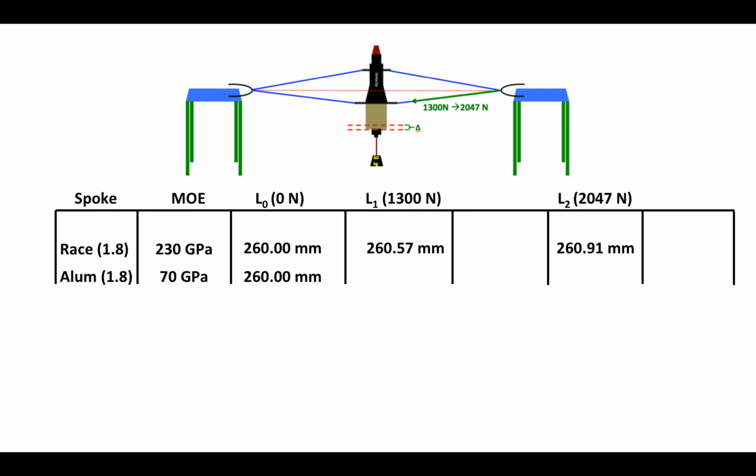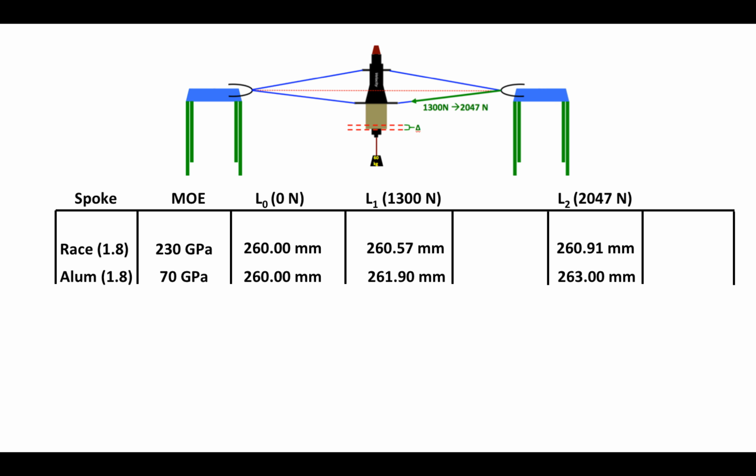When I run that calculation out with the aluminum spoke with a much lower elastic modulus, I get more strain per unit of stress, and at L1 I would see a length of 261.90 millimeters, and at L2 263.00 millimeters. Hopefully you can see from this little example that if I used aluminum spokes in this wheel of a diameter of 1.8 millimeters, with the low modulus of elasticity, even if the aluminum spokes have enough tensile strength, the wheel would be much too flexy from side to side.